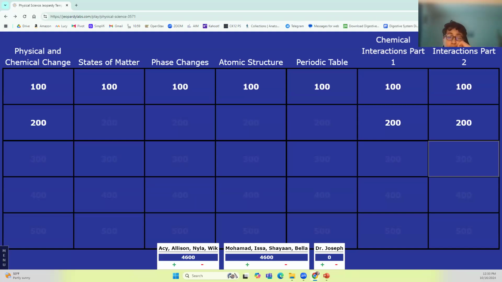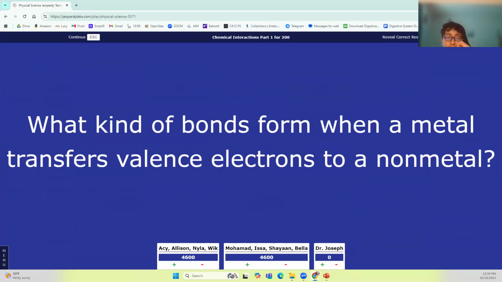Chemical interactions, part 1, 200. What kind of bond forms when a metal transfers valence electrons to a non-metal? Ionic bond. Yeah, it is an ionic bond.